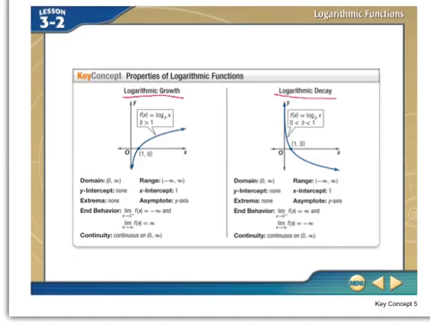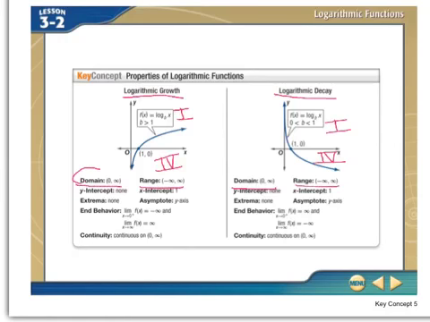Now, for logarithmic growth functions, as we can see here, our graph is in quadrants 1 and 4, right? Quadrant 1 is in the upper right-hand corner. Bottom right-hand corner is quadrant 4. And our domain for a growth function is from 0 to infinity. So is our logarithmic decay function because, again, the graph is in quadrants 1 and 4. Our range is from negative infinity to infinity.